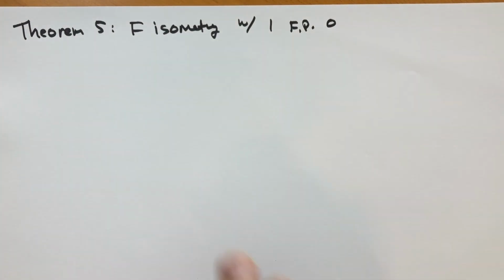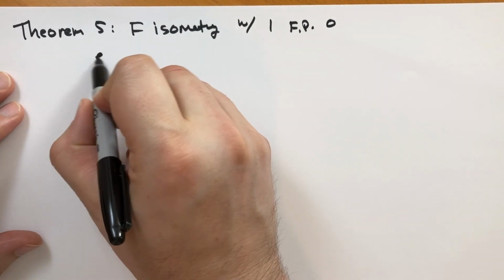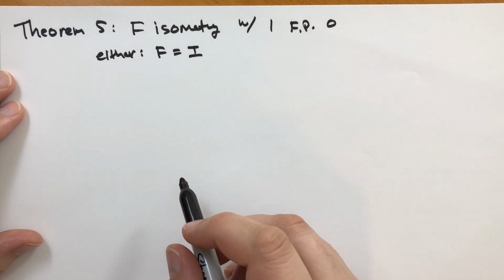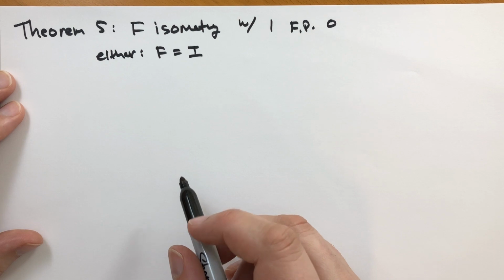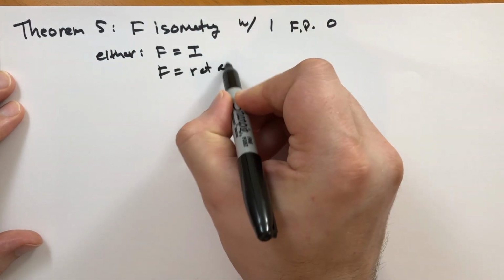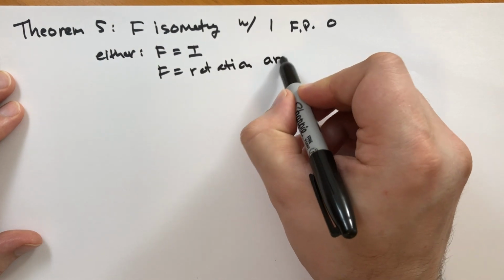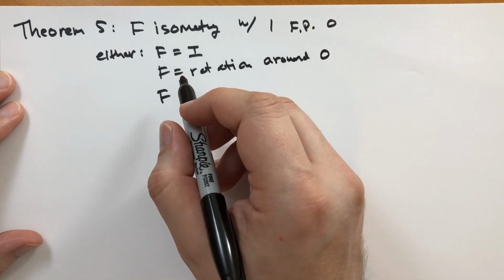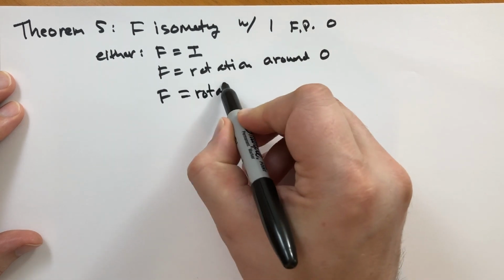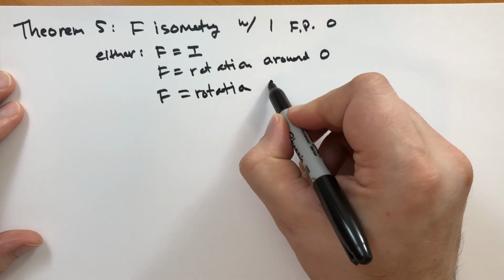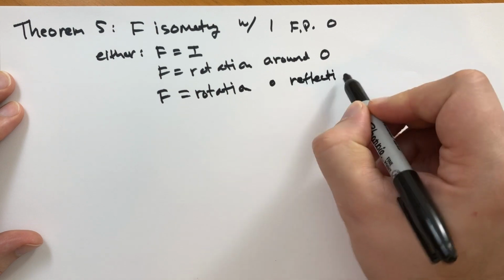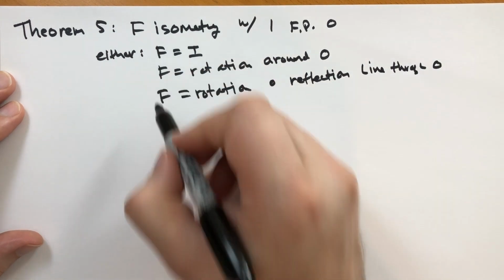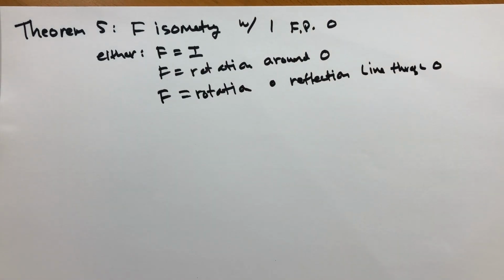The theorem says that either F is I, or F is a rotation around O, or F is a rotation around O composed with a reflection of a line through O. These are the three possible options. Okay, so let's do the proof for this one.